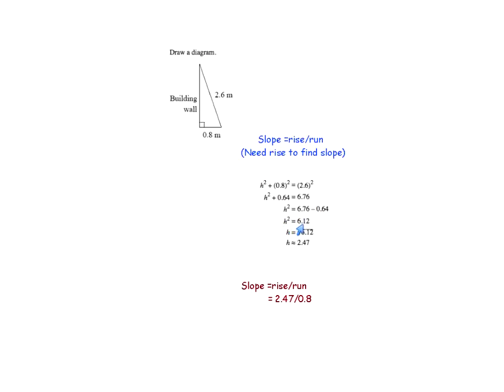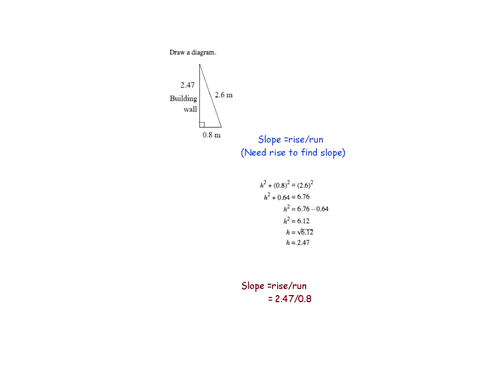We need to find h, not h squared. So what's the opposite of h squared? That's finding the square root. So if we take the square root of both sides, we'll be able to find h, which is what we want. So we take the square root of h squared, and we're left with h, and then we take the square root of 6.12, and that equals this, 2.47. Okay, great. Now we know what the height of the building is, 2.47.